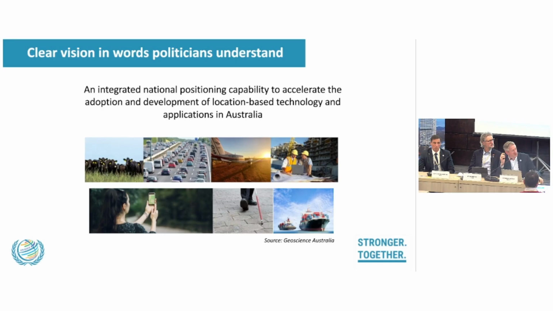And the way that was described to politicians was to say that we wanted an integrated national positioning capability to accelerate the adoption and development of location-based technology and applications in Australia. So with those pictures and that wording, where do you see geodesy, reference system, geoid?